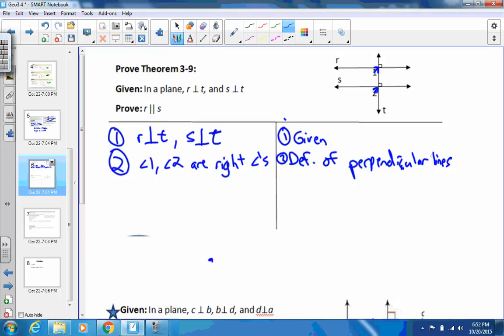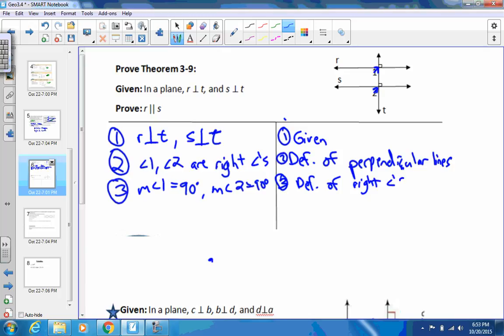Okay, if they're both right angles, then we know that the measure of angle 1 is equal to 90 degrees, and the measure of angle 2 is equal to 90 degrees as well. Definition of right angles for that one. Let's see, if they're both equal to 90 degrees, then they're equal to each other. So the measure of angle 1 is equal to the measure of angle 2. That would just be simply substitution, I would say.